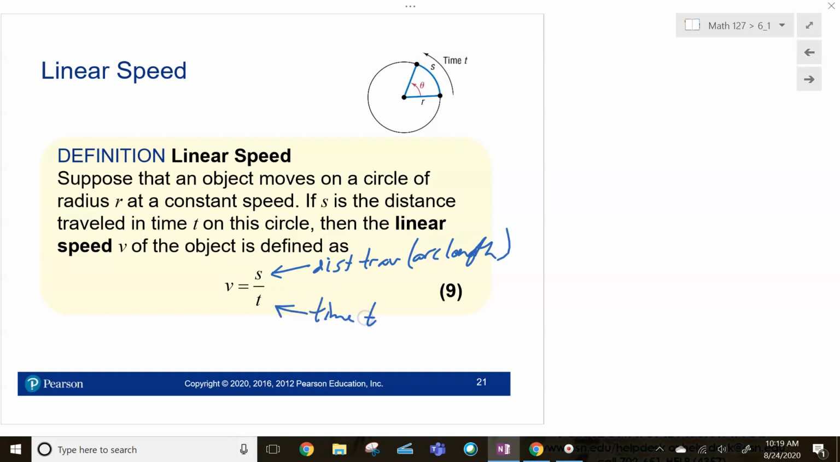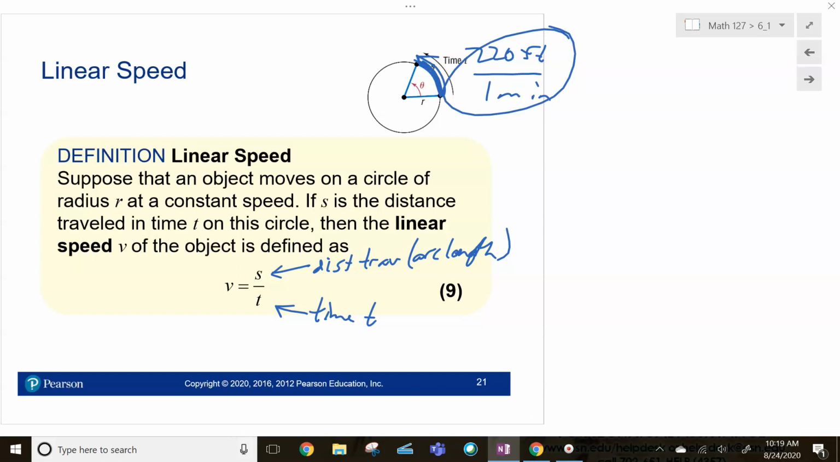Time t. So like the example we're going to look at, let's say you have a rope and you're spinning a rock in your hand, right? The rock's on the end of the rope and it's spinning around, and let's say it covers like 220 feet in 1 minute. It covered 220 feet in just 1 minute. That's your linear speed, okay?